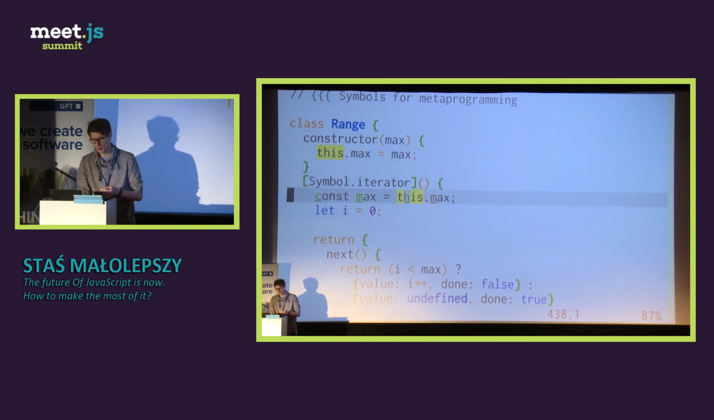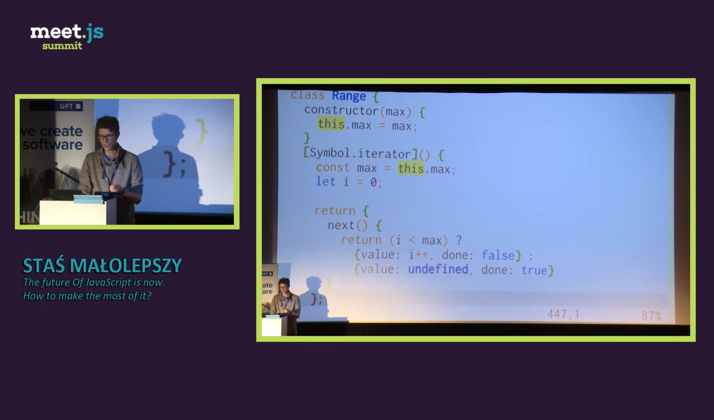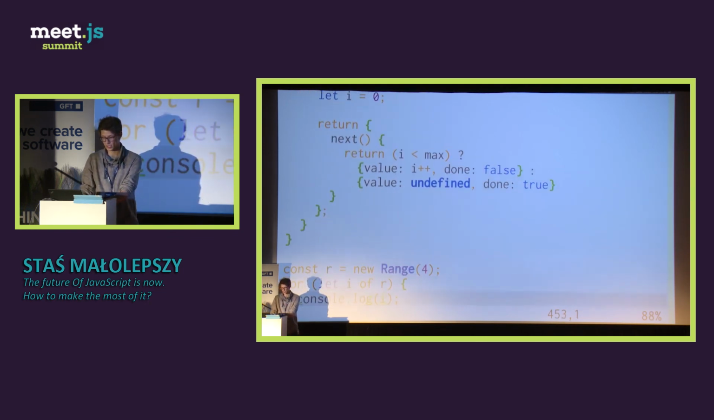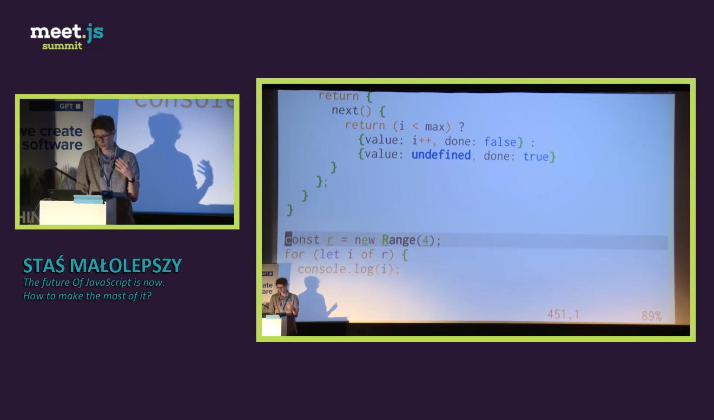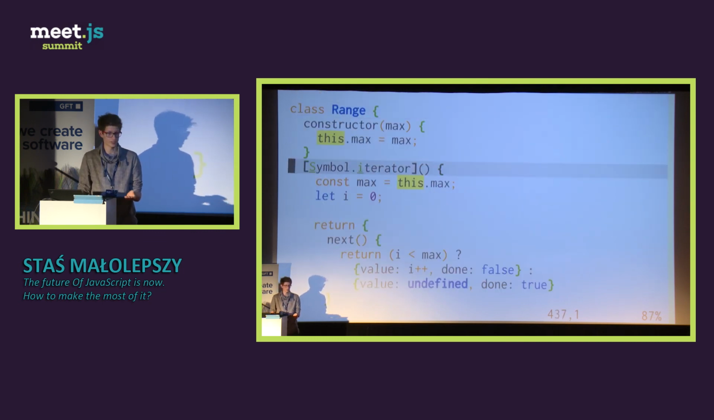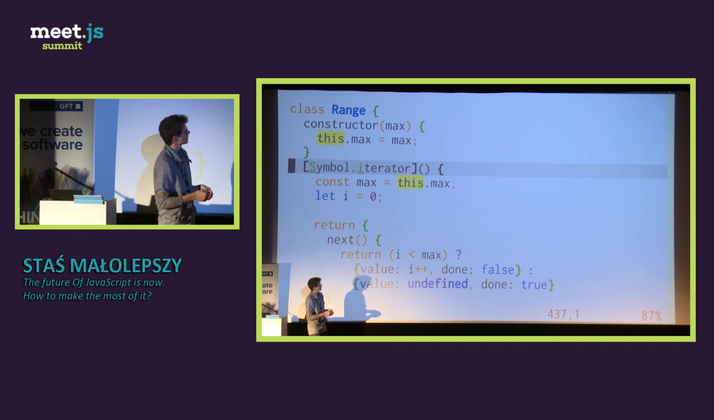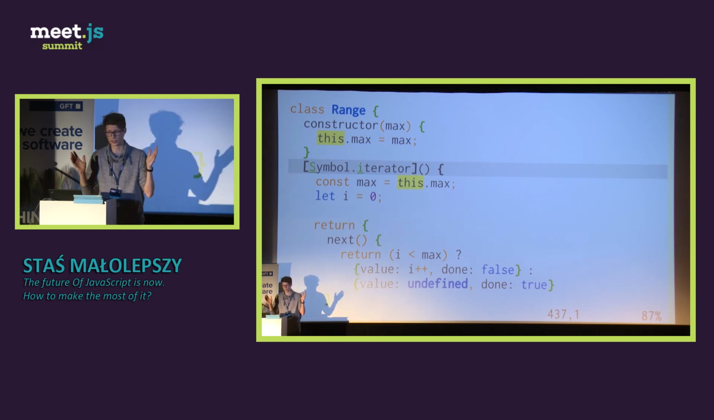So in this example, what I'm doing is essentially adding the iteration protocol to the range class. With this, I can now use this as if this was a regular iterable collection. I can use for-of on it, for example. So for any kind of object you have, it suffices to add the Symbol.iterator method to it, and then it just works. You can iterate over it.